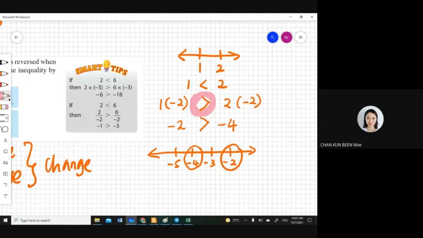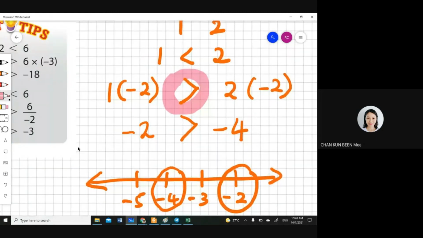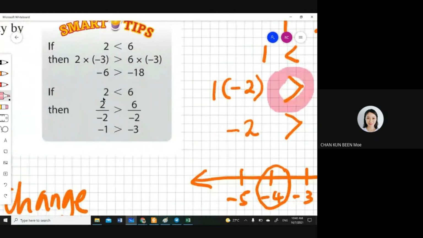So if you look at the smart tips over here, we go through the smart tips first. This one, 2 originally less than 6. When you divide by a negative number, the symbol changes, you can see. You change it directly yourself. You know why? Because the answer will become the other way around. So 2 divided by negative 2 is negative 1. 6 divided by negative 2 is negative 3. So negative 1 on the number line is greater than negative 3.